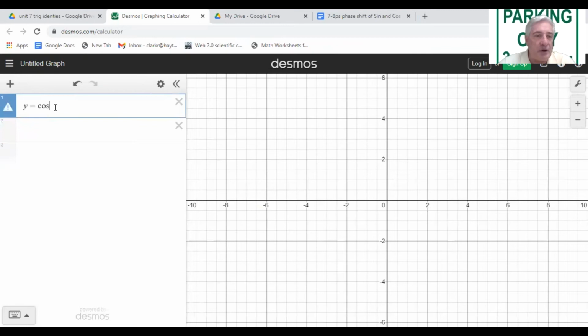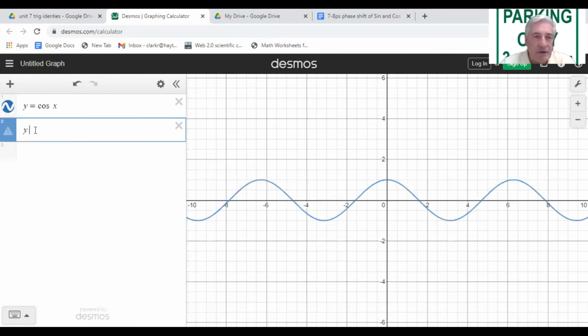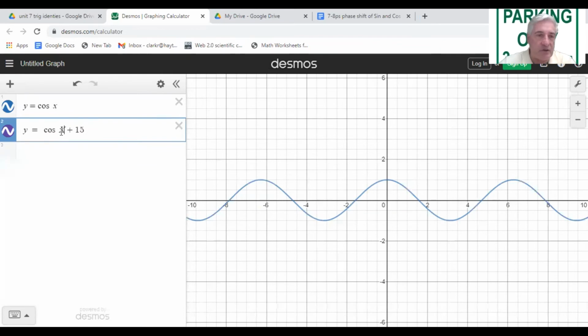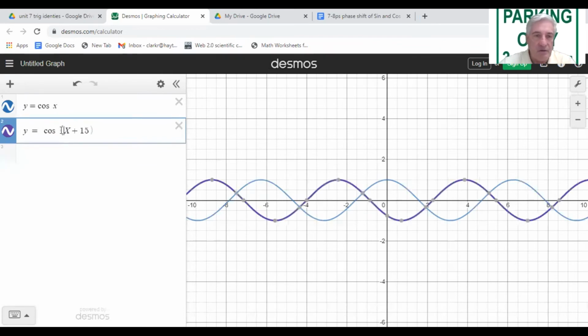Now, the next equation, we're going to put something with the cosine. Let's start by just putting with the cosine, y equals cosine of x plus 15 degrees. The x has to be in the parentheses. If it's not in the parentheses, you get what we're going to talk about in the fourth one, which is the vertical shift.